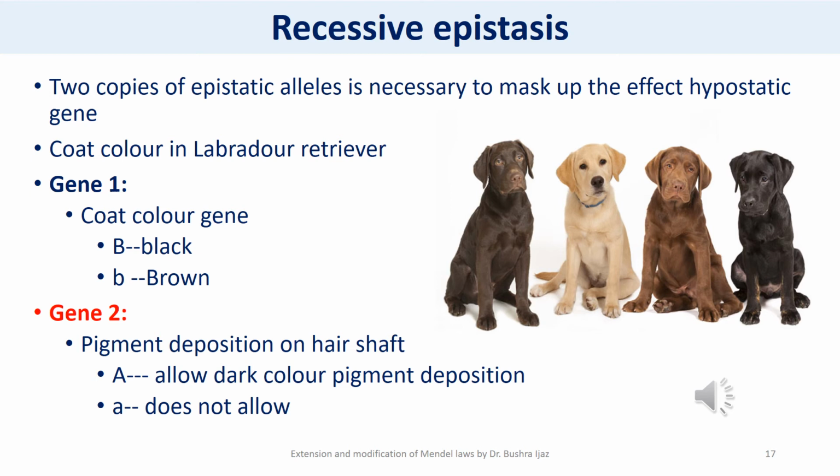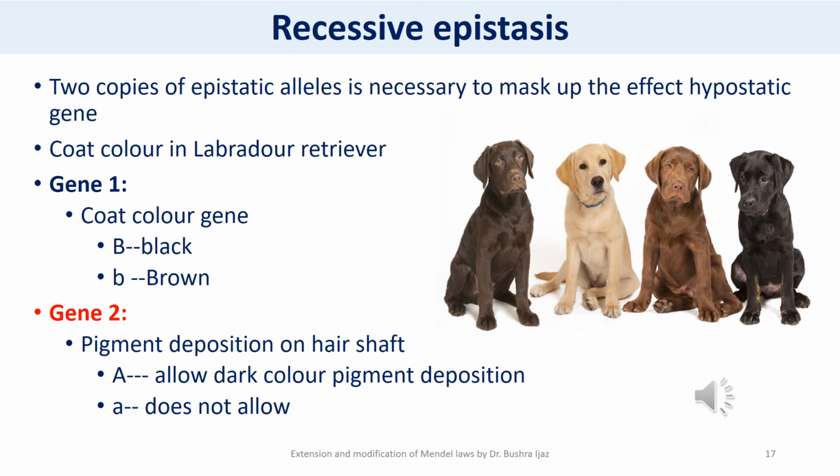As I told you, in case of recessive epistasis, we need two copies of the epistatic allele, which is necessary to mask the effect of the hypostatic gene. So gene number 2 is the epistatic gene, which is controlling the coat color gene, gene 1. If this epistatic gene is present in a homozygous condition, with just two copies of small a, it's not going to allow pigment deposition in the hair shaft of the Labrador, as a result of which we will have a yellow Labrador dog.